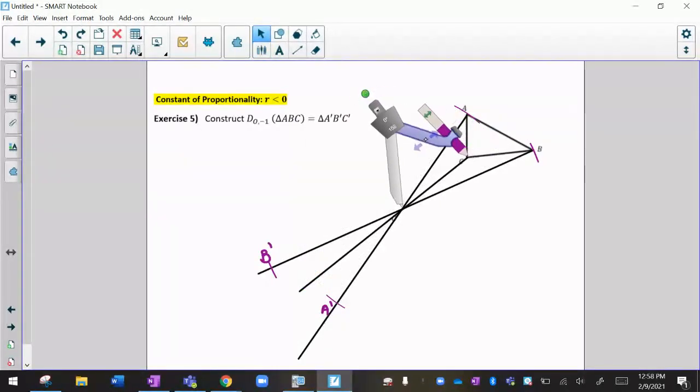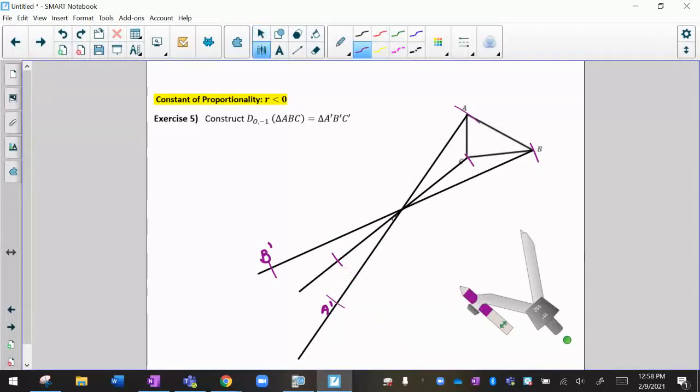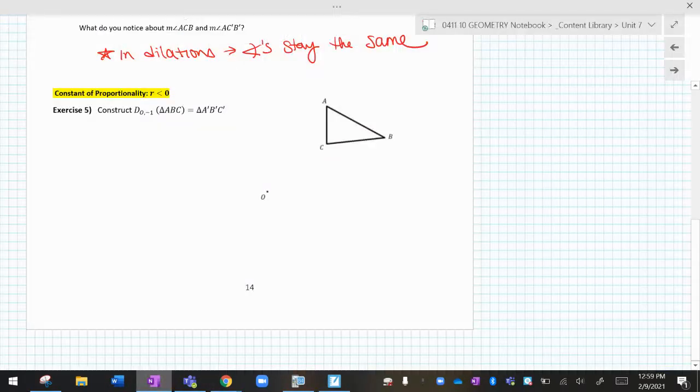So I have this, extend it to the other side. There is C prime. And then if I connect the dots over here, C to B, B to A to C, I have dilated this by a scale factor of -1. Whew. All right.